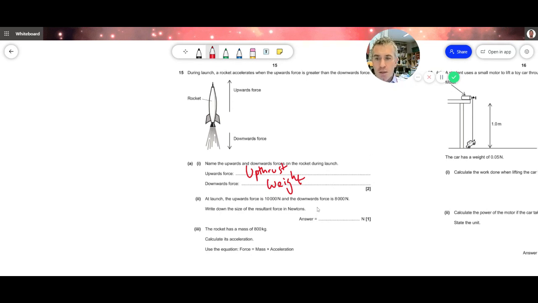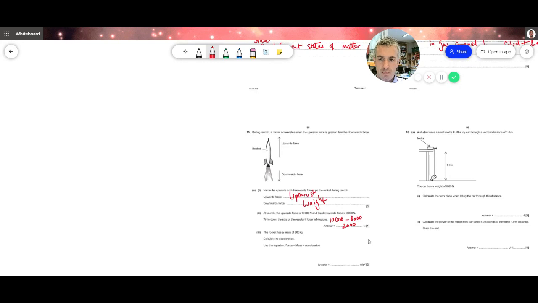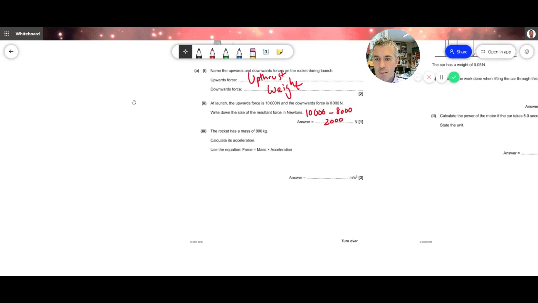At launch, the upwards force is 10,000. The downwards is 8,000. What is the size of the force? So 10,000 minus 8,000 equals 2,000 newtons. A rocket has a mass of 800 kilograms. Calculate the acceleration. So force over mass equals acceleration. So 2,000 over 800 equals 2.5 meters per second squared. Nice. Relatively easy.